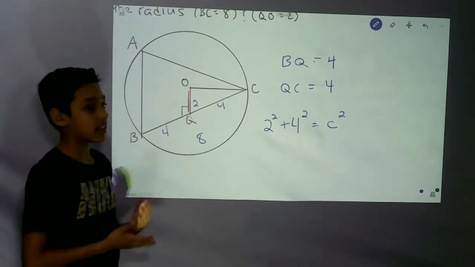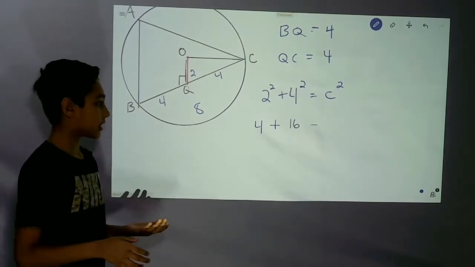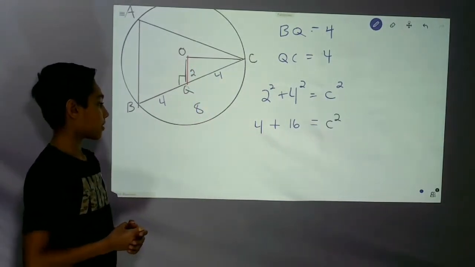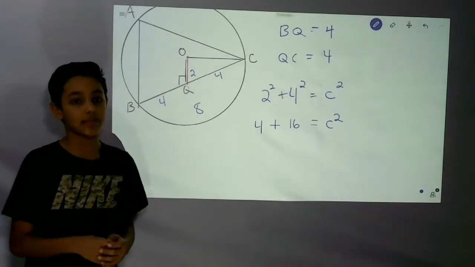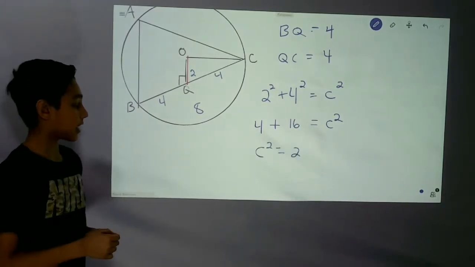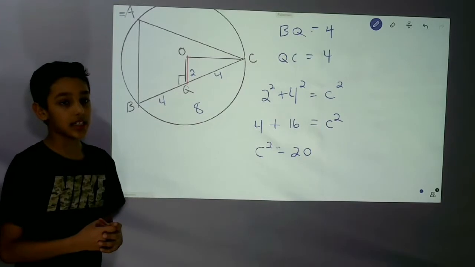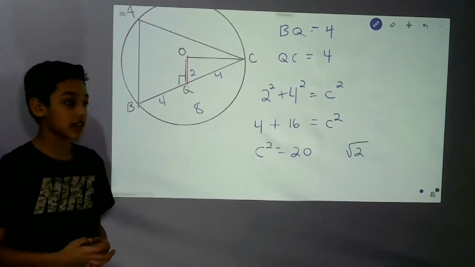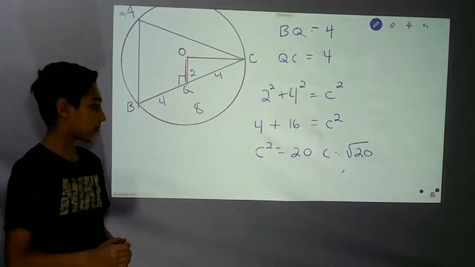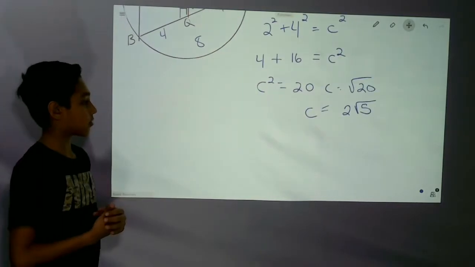So 2 squared is 4 plus 4 squared, which is 16, equals C squared. We don't know C yet, so that's what we're trying to figure out here. So 4 plus 16 equals 20. So C squared equals 20. Now, what we need to do is take the square root of both sides, since we're trying to find C, not C squared. So we get C equals the square root of 20, which we can factor to 2 square root of 5. So C, which is the OC here, is equal to 2 square root of 5, which is the radius.